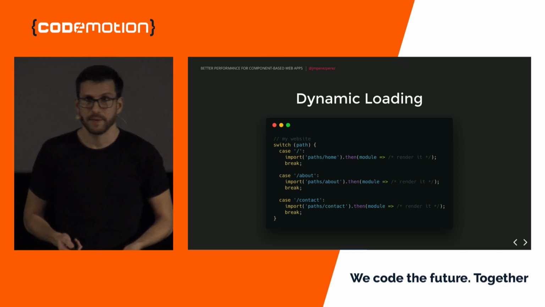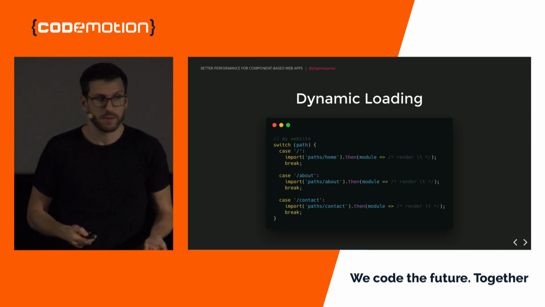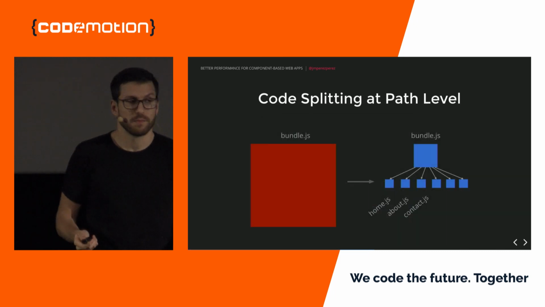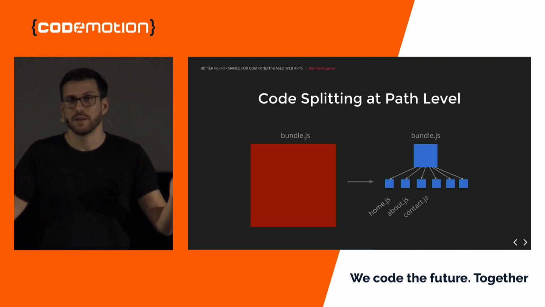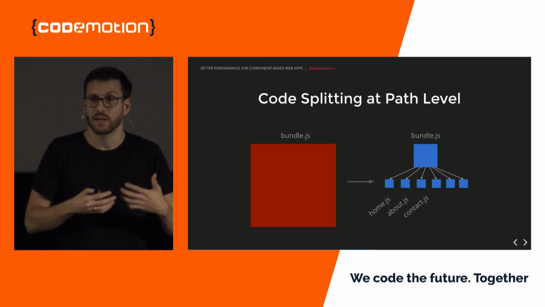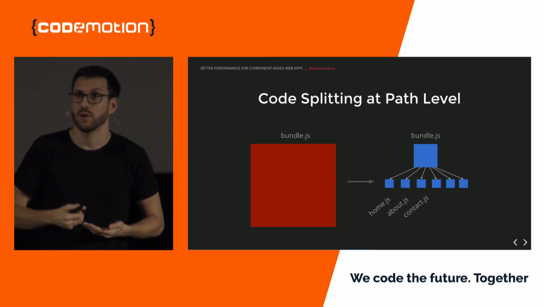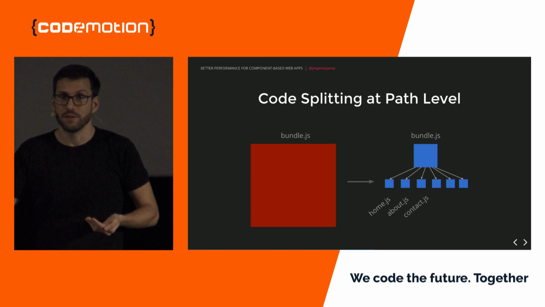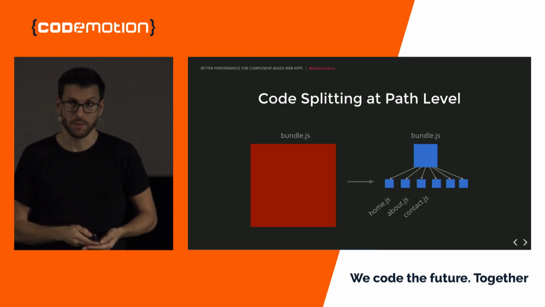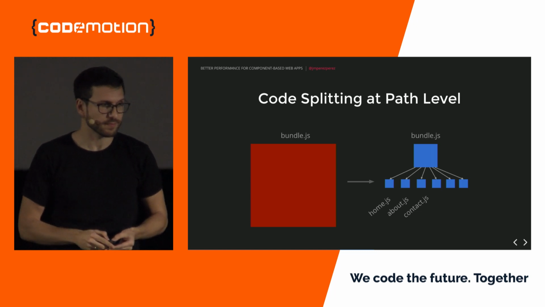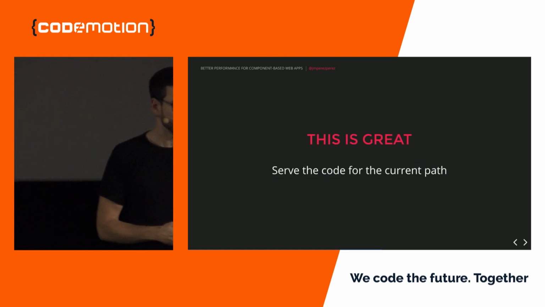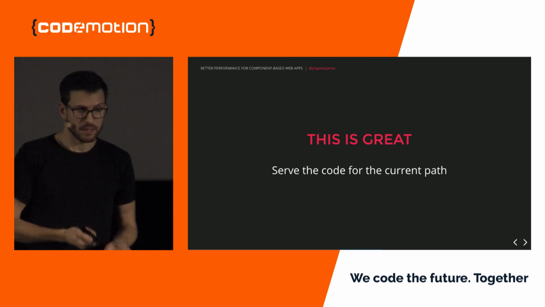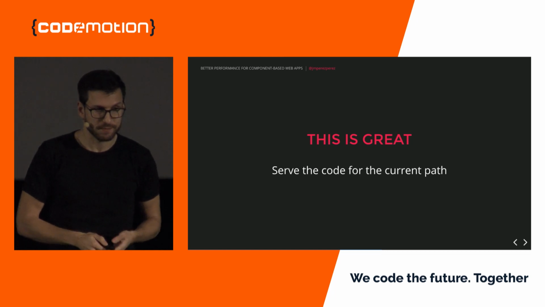And this is pretty much the basis of something called code splitting, in this case at the path level. So instead of having this gigantic bundle with everything, we are going to have a smaller one with some common functionality, and then we will be loading a few others as we browse through the website. So this is great, because now we can serve the code for the current path.